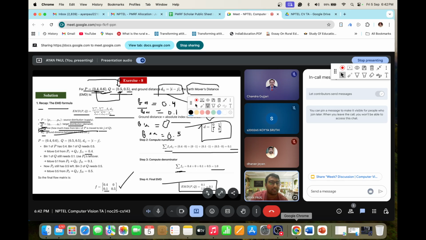Once you have the transfer matrix, it is very easy. You compute f times d_i and take the sigma of it in the numerator, and in the denominator you sum up all the elements of the f matrix. The EMD is nothing but the ratio of sigma f_i d_i by sigma f_i, and by that you can get the answer. Is it clear? The Earth Mover Distance concept is a little bit tricky, but that is why I have solved the question to clear you out.